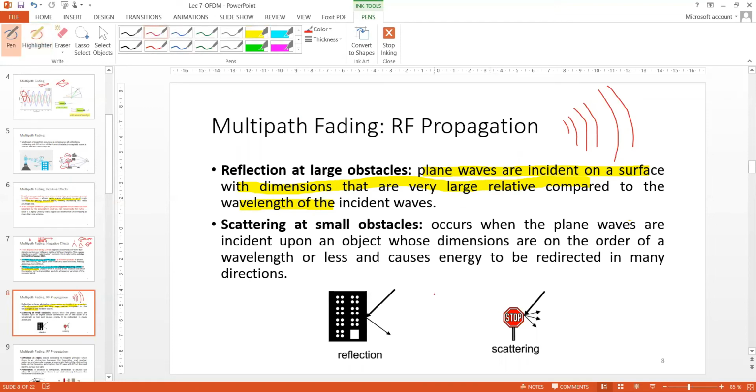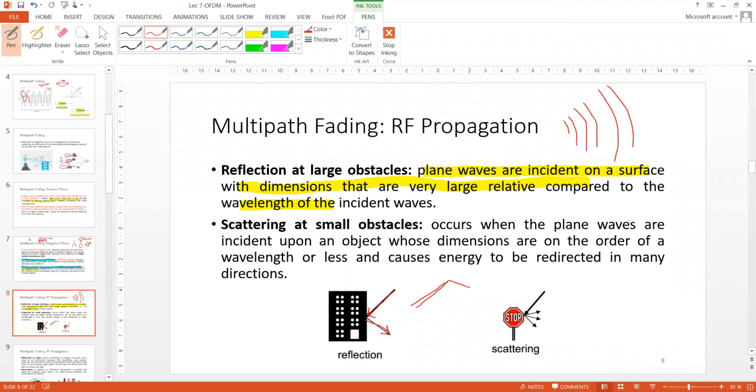If you can see over here, let's suppose we have an incident wave and that wave is incident over the surface of a building. In this case, the size of the building is very large in comparison with the wavelength of the incident wave, and because of this phenomenon the incident wave will be reflected from its surface. So rather than moving in a straight line between the transmitter and receiver module, this signal will be reflected, and obviously it will take more time to reach the receiver module.